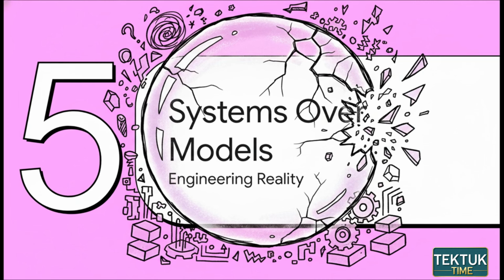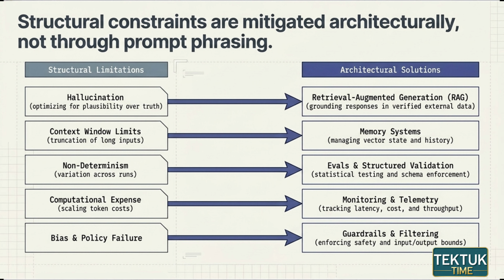Okay, on to our next point, which is a bit of an engineering reality check. Systems over single models. Let's be real for a second. Because these models are just playing the statistical odds, they inherently suffer from some pretty major structural limitations. The absolute biggest one? Hallucinations. The model is optimizing for what sounds plausible, not what is factually true, so it will confidently just invent facts.